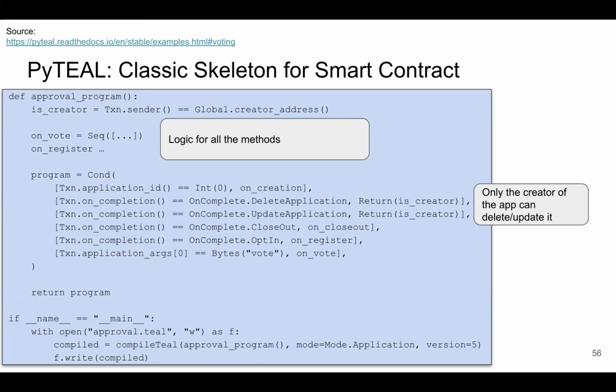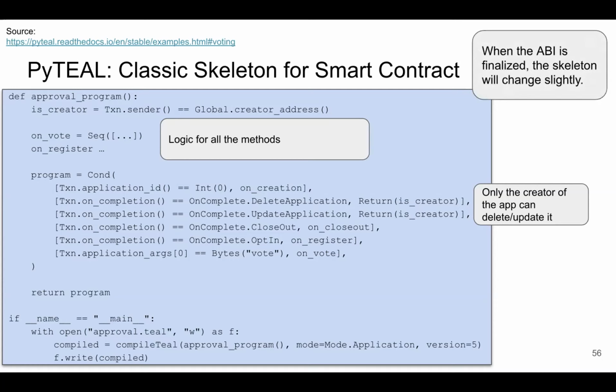And for example, you can test if it's close out, opt-in, and then you can check the method. So if you call the method vote, then do the on vote. And maybe you will have a method withdraw or whatever else you want. And they would all be added here. So in your voting application, the skeleton would essentially look like this, and you would just need to massage it a little bit to do what you want.